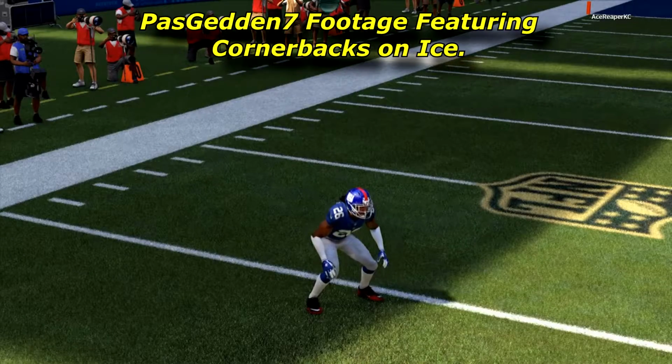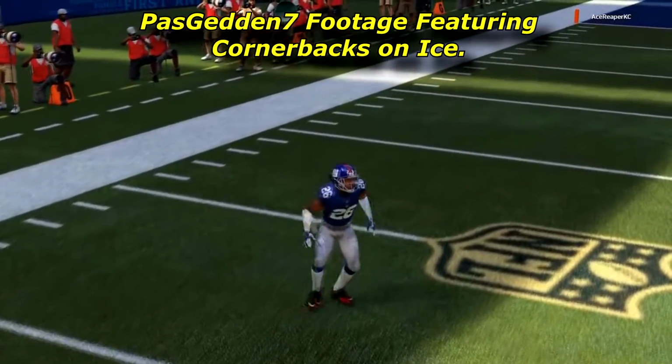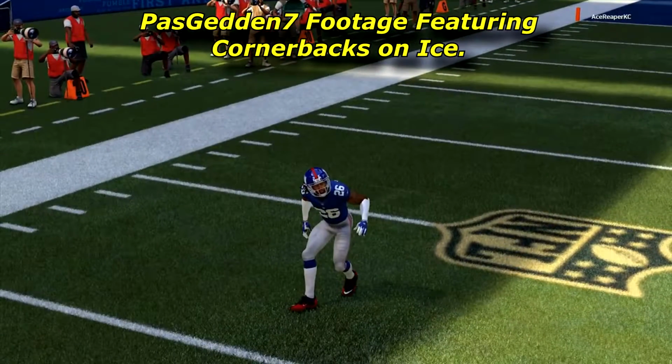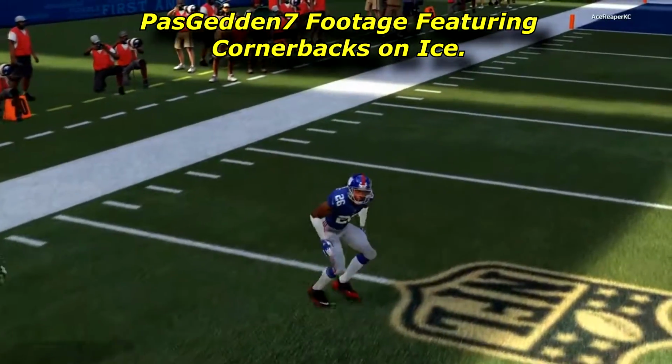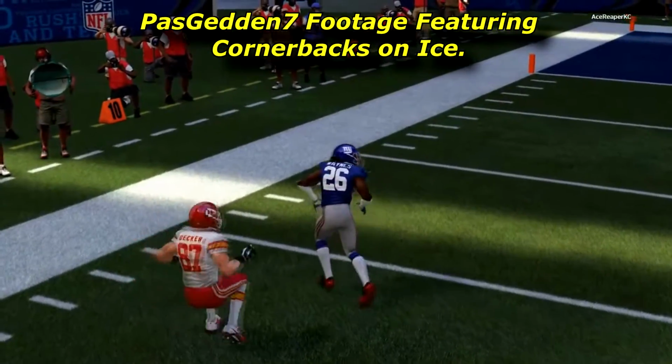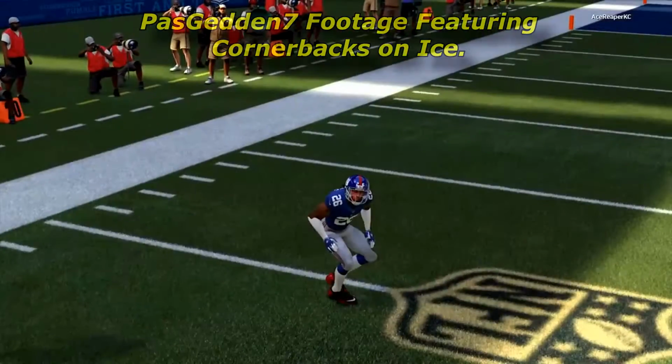But we end up with stuff like this. Ice skating cornerbacks. Feet sliding and slipping. Maybe you could excuse it if there was weather, but it's not even that. But then you throw in poor AI and poor physics and you get stuff like this.